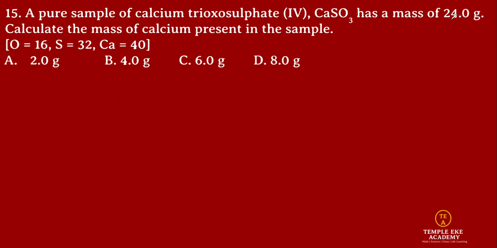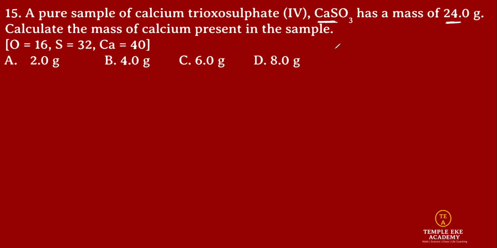Sample, 24 grams of the sample. And the sample is calcium trioxosulfate(IV). So we want to find the mass of calcium present in 24 grams of pure calcium trioxosulfate(IV). So in this video, we're going to use the method of dimensional analysis.